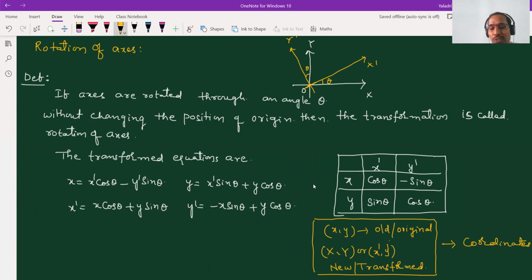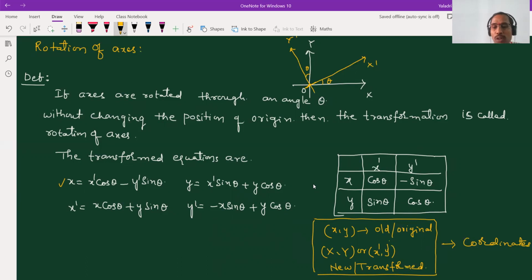How to write them? If you want to write the x, see here. X is equal to: you should multiply x dash and cos theta, and y dash and minus sin theta. Then you should add them to write the x. First take the row along with the x, multiply with x dash and cos theta, and multiply with y dash and minus sin theta. After multiplication, you should add them, and you get the x.